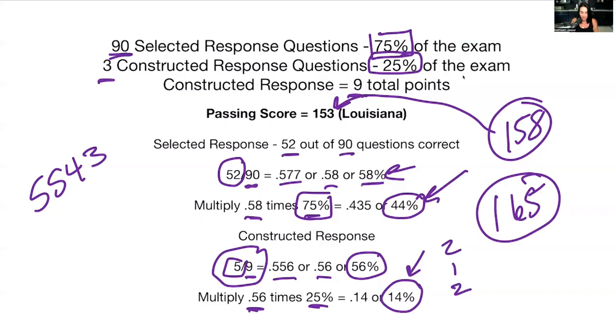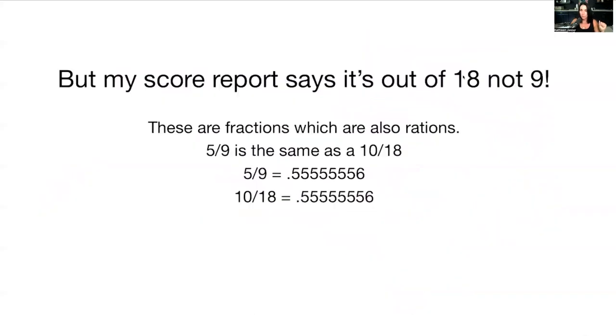All right. Now you might say, but my score report says it was out of 18, not 9. When I got my score report back, it said 18. Well, yeah, these are ratios. They're fractions. 5 out of 9 is the same as 10 out of 18. There are 2 graders for your constructed response when it actually goes through the test, right? So one grader gives you a set of scores and another grader gives you a set of scores. So it's going to be out of 18, but regardless, it means the same thing. 5 out of 9 is the same as 10 out of 18. You get the same measure there.